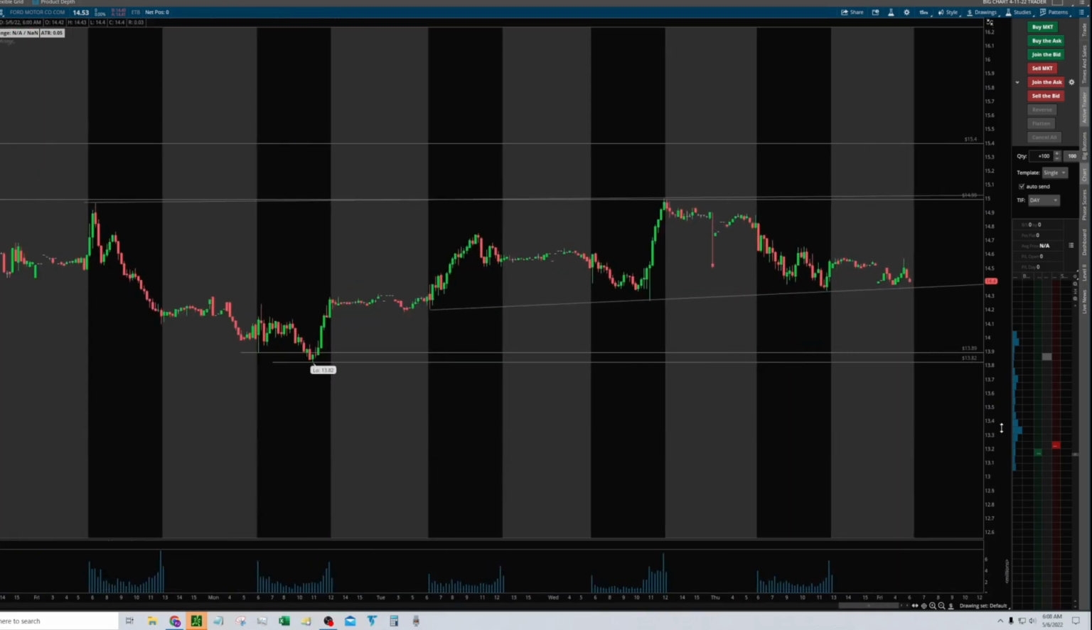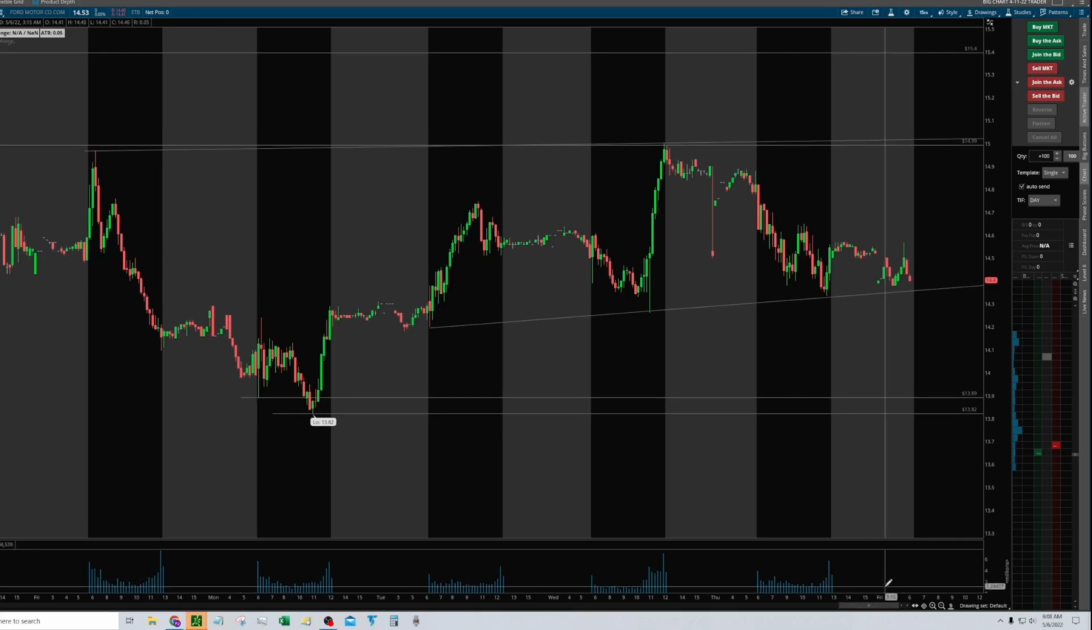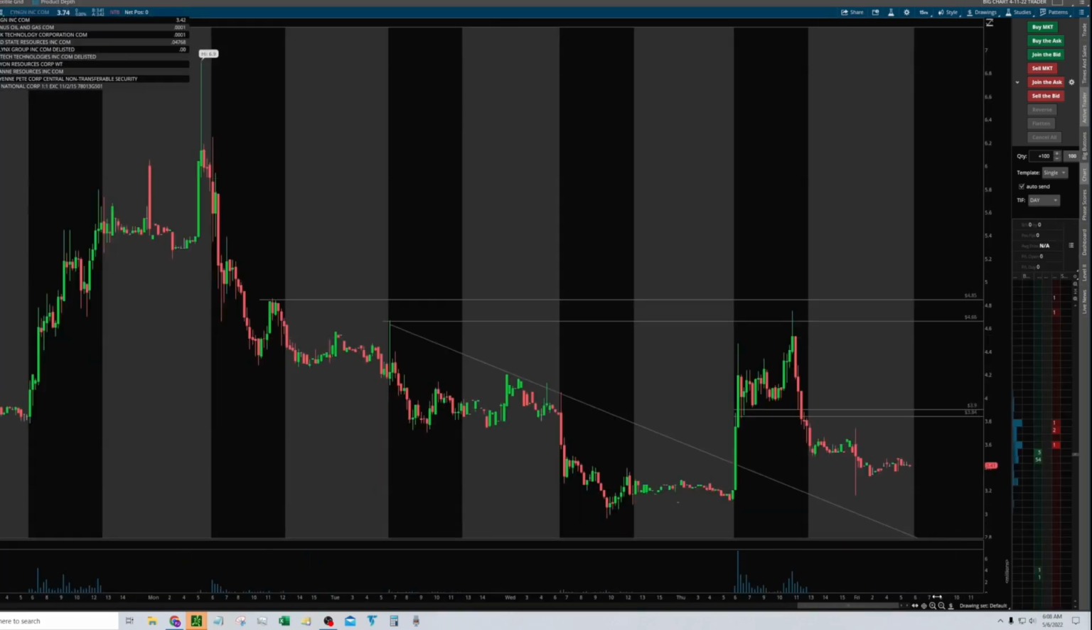So this is a quick way for me to find out where support and resistance is on Ford, at least for the day today. It gives me a guide on what to look for as I'm in and out of these trades. All right, so let's look at a couple more.